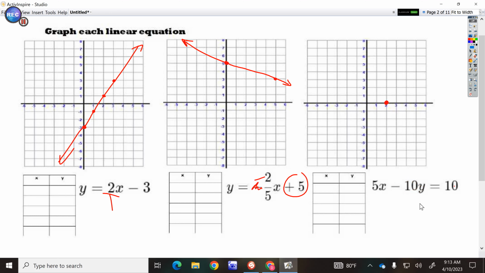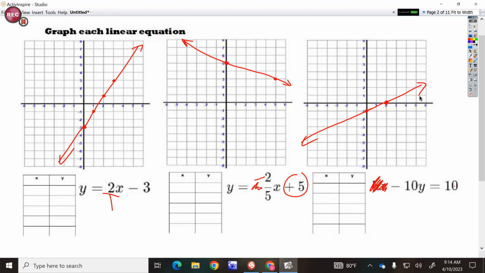Now I'm going to do the exact opposite. I'm going to cover the x value to find the y-intercept. Negative 10 times what would be positive 10? Negative 1. That would be your y-intercept. And you can draw your line.